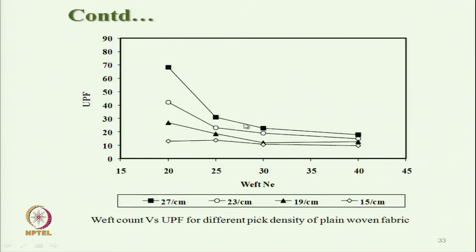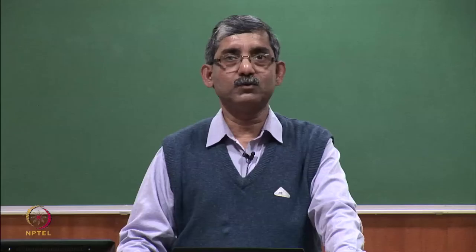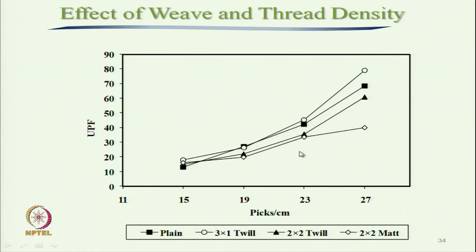This figure also shows the similar trend. Here the weft count has been increased from 20 to 40. In English count, if it increases, that yarn becomes finer. So, as the yarn becomes finer, the UPF value reduces. So, to have a higher UPF value, we have to use coarser yarn.